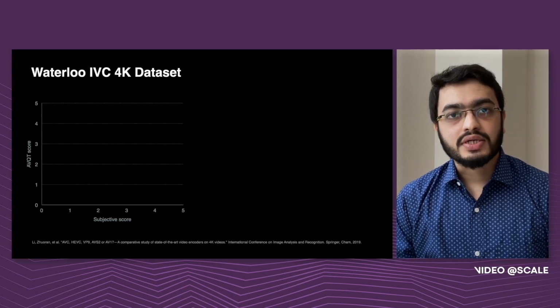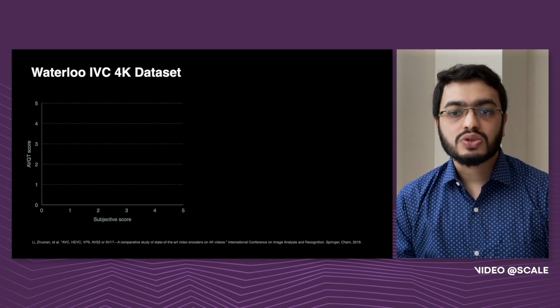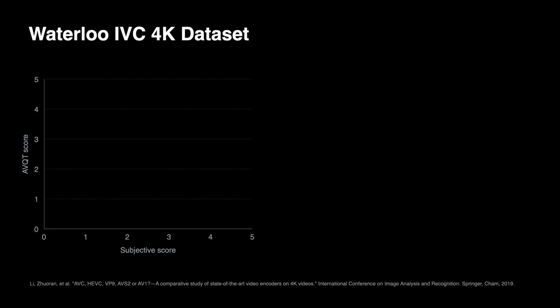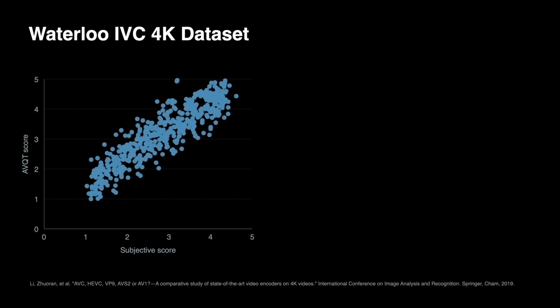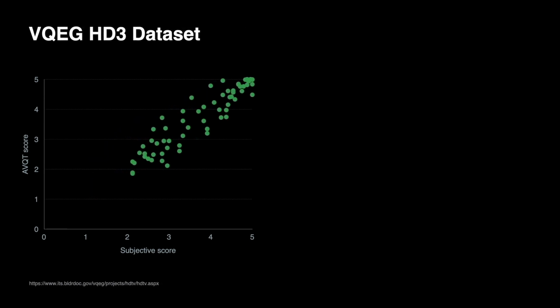Now we want to evaluate how well AVQT can predict the scores given by human subjects. On the x-axis, we have the ground truth subjective video quality scores, and on the y-axis, we have scores predicted by AVQT. Every point here represents a compressed video. As you can see from the scatter plot, except for a few outliers, AVQT does a great job in predicting the subjective scores for this dataset. This is also reflected in the high PCC and low RMSE scores. And we see a high performance on the VQuake HD3 dataset as well.